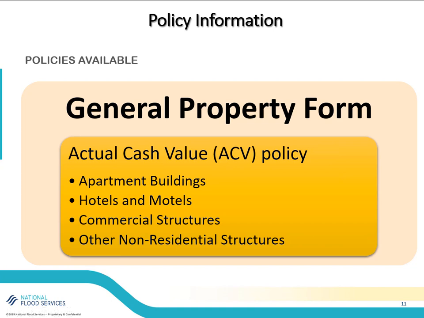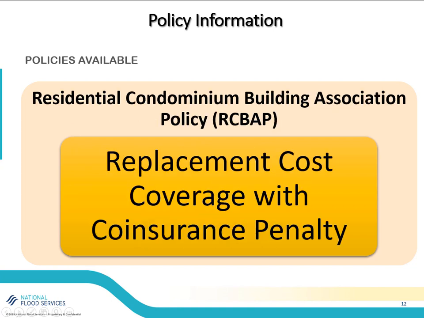The second policy form is called the General Property Form. The General Property Form is for structures such as commercial properties. Other examples would be assisted living facilities, hotels, or even a restaurant. In the event of a loss, the General Property Form will be paid out actual cash value. Replacement cost is not available in the event of a flood loss for the General Property Form.